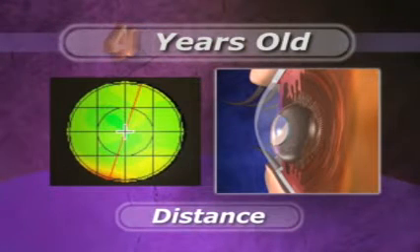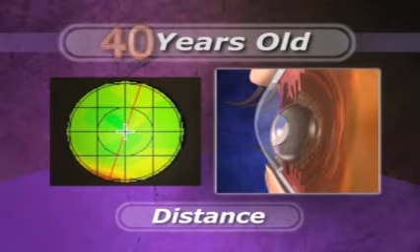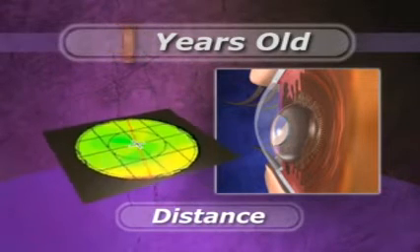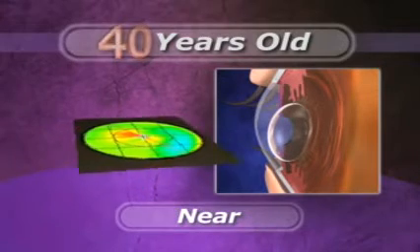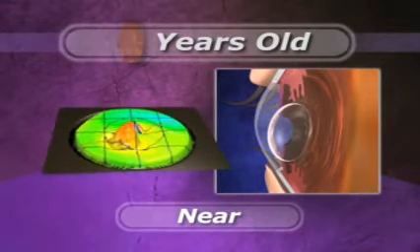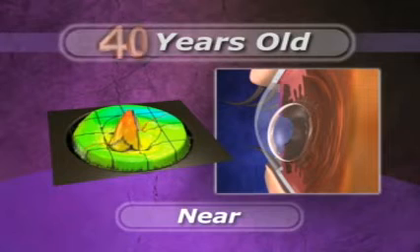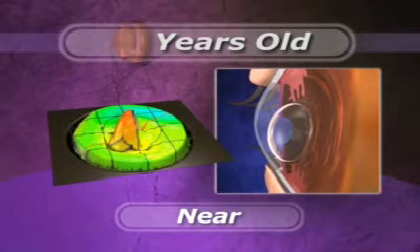Here we have a normal lens at age 40. The distance wavefront resembles the others we have seen. It is mostly green and nearly planar. The near wavefront continues the progression that started at an early age. The accommodative effect is more localized in the center of the lens.